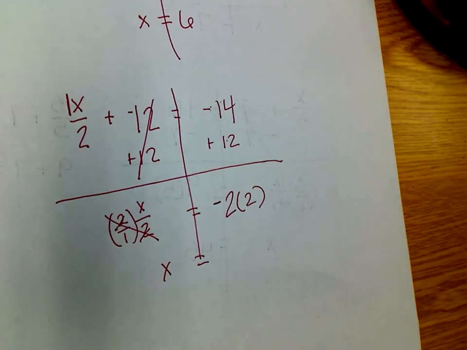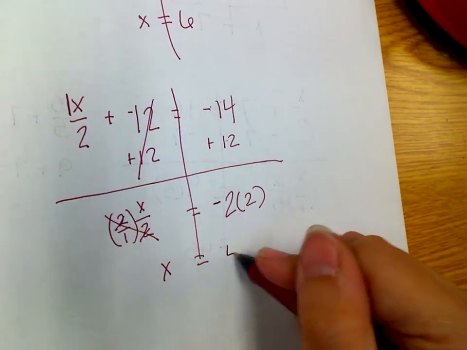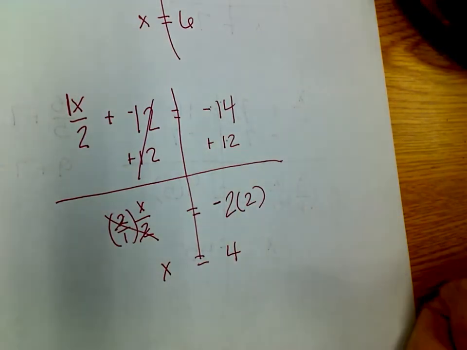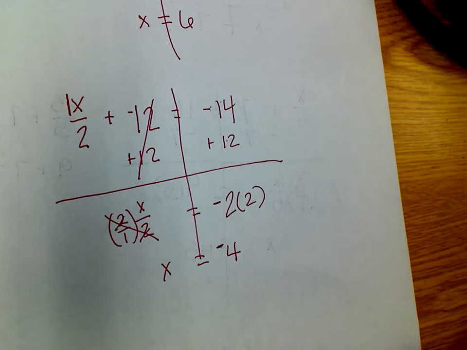And negative 2 times 2, 2 times 2 is 4, but I have a negative and a positive. Since they're not the same sign, it's going to stay in negative. So x equals negative 4.